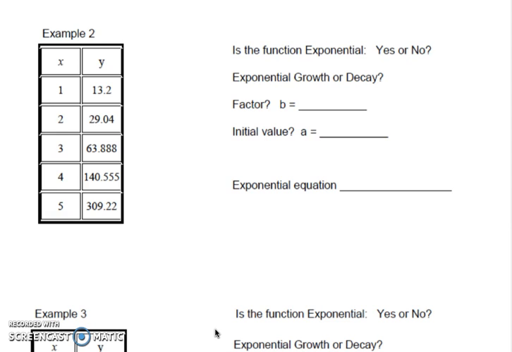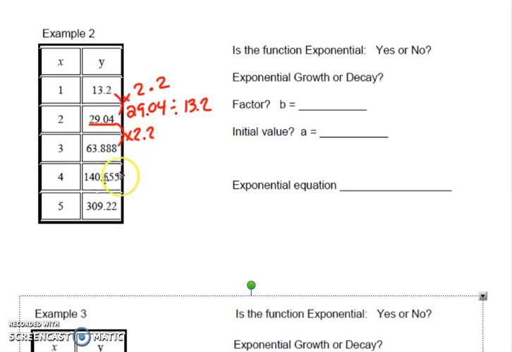Those look a little tricky because there are a lot of decimals. So again, I need to pick a number and divide it by the one before it. So let me start with this number. So I would do 29.04 divided by 13.2. Okay, when you get that, I got 2.2. And we can leave that in a decimal since it's not repeating. So what that means each time is they are multiplying by 2.2.